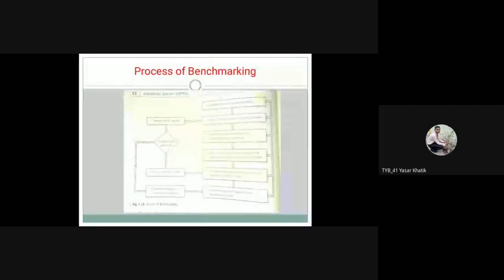We are doing this to produce a product at a lower unit price, so that it will be beneficial for the customer as well as give you more profit. So first, try to understand what the need for benchmarking is.